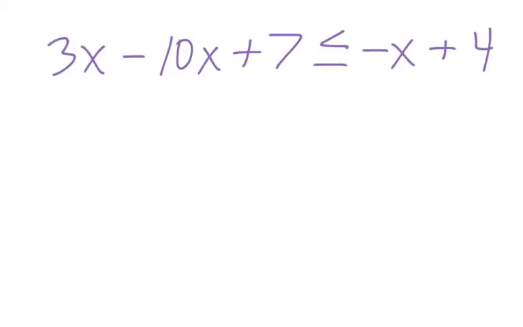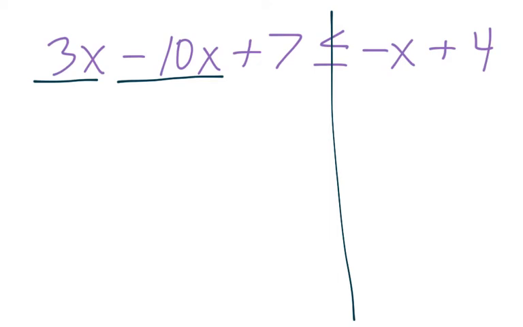Okay, so here's our last example for today. 3x minus 10x plus 7 is less than or equal to negative x plus 4. So we actually do have an additional step we have to worry about. There's no parentheses, but we do have like terms on the left-hand side. If I'm going too fast, remember, just go back or pause the video, allow yourself to catch up. But these two are like terms: 3x plus a negative 10x will be negative 7x.